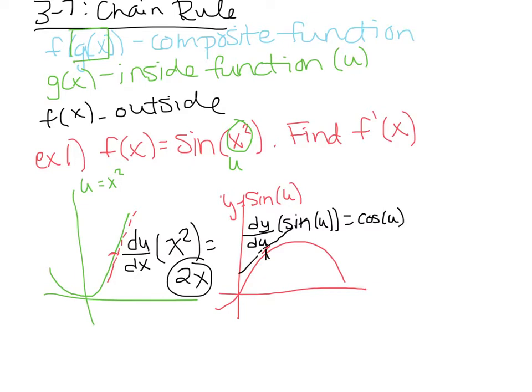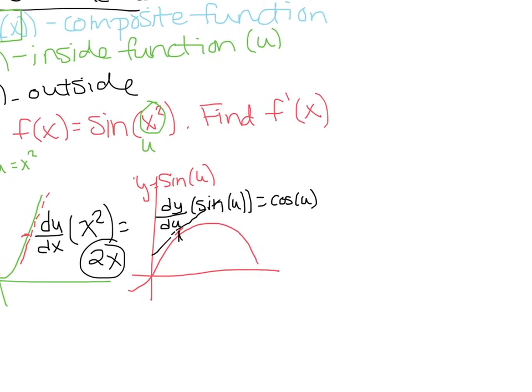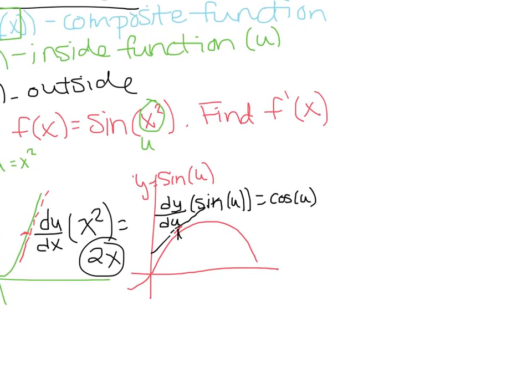So now we found our inside function derivative is 2x. Our outside function, the derivative is cosine of u. I know that this notation can be a little confusing, but the more you do it, the easier it'll get, I promise, okay? So now I need to figure out what the graph of my composite function looks like.